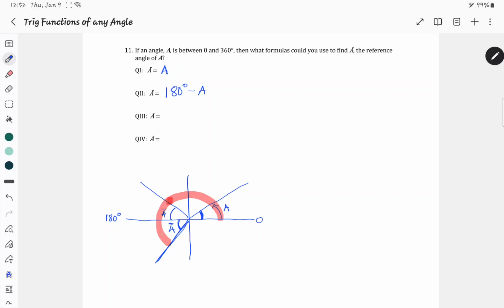Then we've gone past 180 exactly that reference angle. So we went 180 and then past it exactly that reference angle. So if I want to find A bar, I would just need to take that huge angle, the red angle that I went all the way around, and then just take out the top half, subtract the 180. So this is basically the reverse of quadrant 2. So A minus 180.